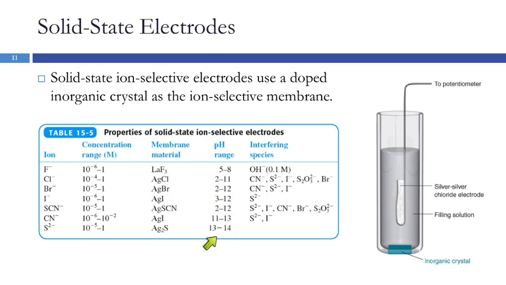The pH range for some of these is limited. Like for sulfide, you're only going to be able to use this in a pH range of 13 to 14. And there may be interfering species. So if these ions are present, it's not going to function well. Any questions?